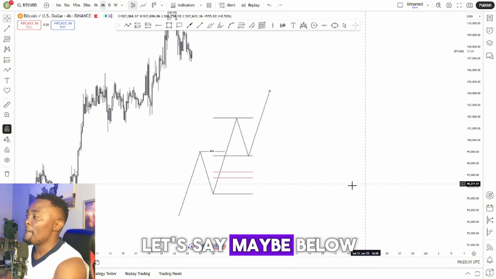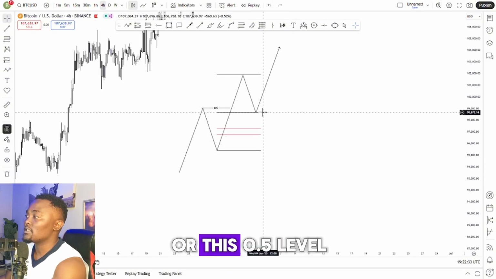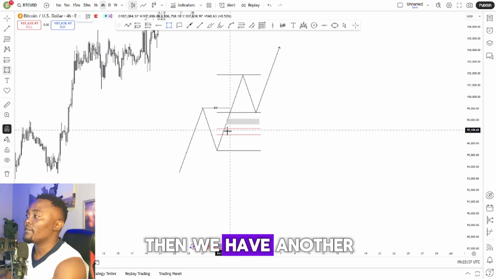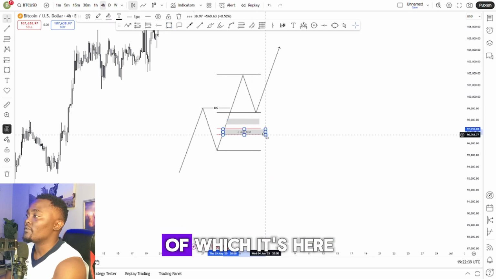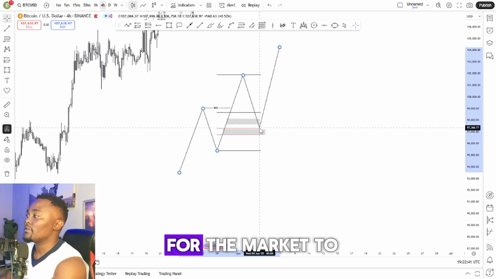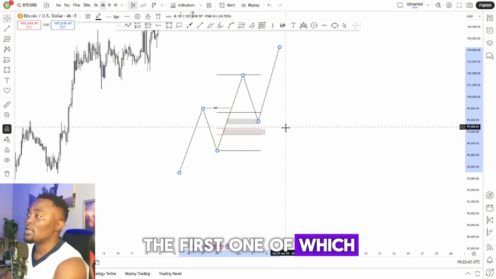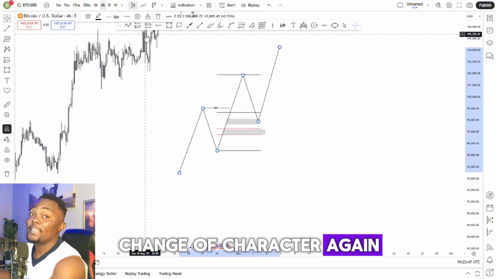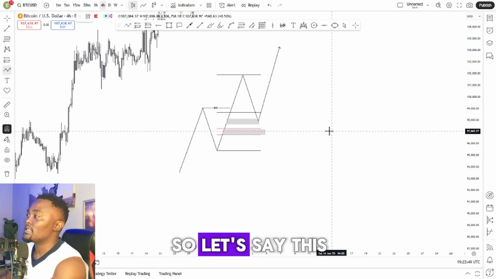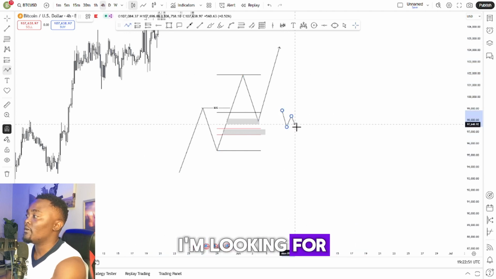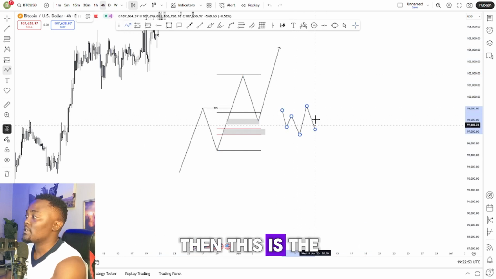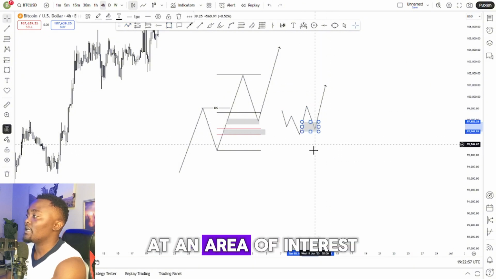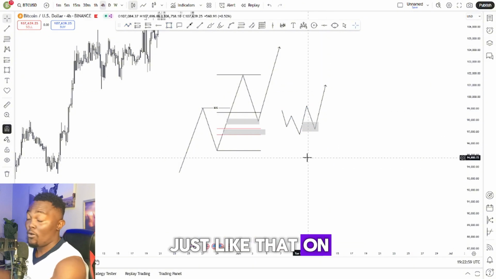Let's say maybe below this area here, or the 0.5 level here, we have an order block here, then we have another one on the golden zone, of which it's here. Then I'll be waiting for the market to tap into the first one, of which on the first one what I want to see is a change of character again that confirms my entry. So let's say this is the movement that I'm looking for, then this is the change of character right here. Then I'll be entering at an area of interest just like that on the first zone.